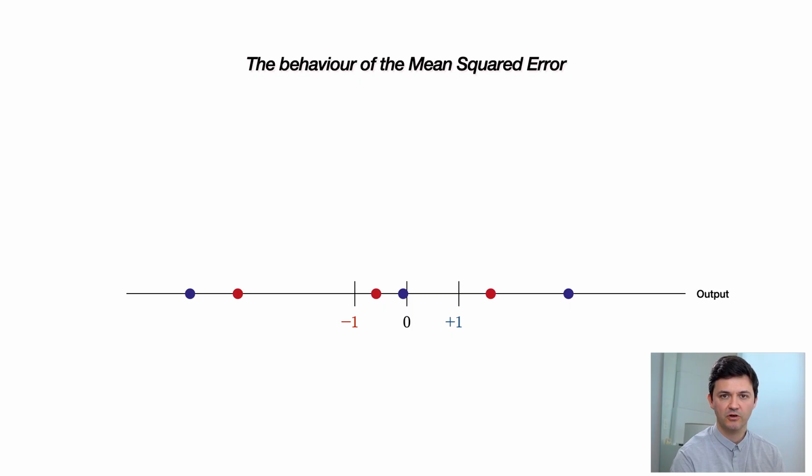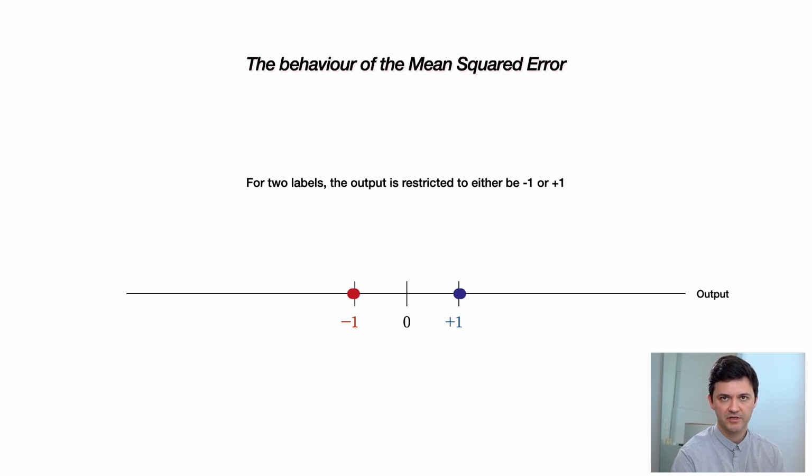So what can we then conclude about the behavior of the mean squared error? So we have a certain distribution of blue and red points, and what the mean squared error actually does is make them as close as possible to its targets, so as close as possible to -1 and to +1. So it is important to realize here that for our two labels, the output will be restricted to be either -1 or +1. Let's see this animation once again from a different standpoint.